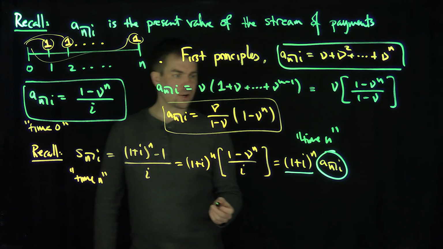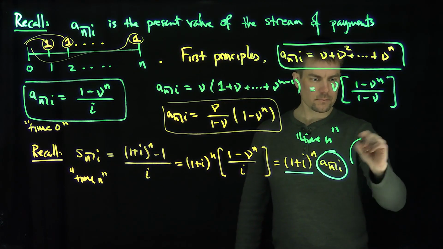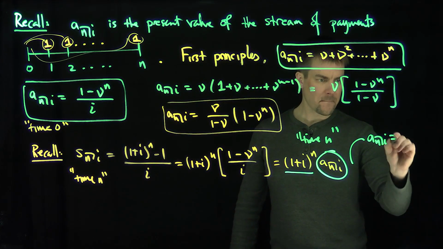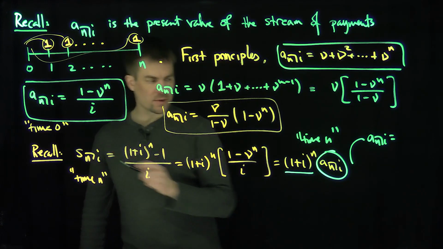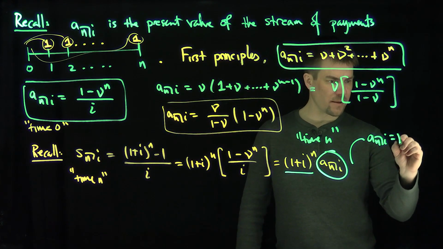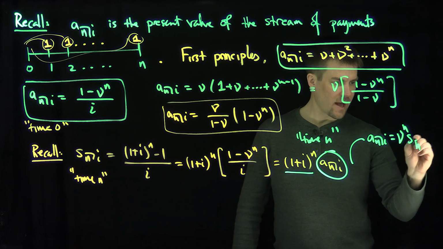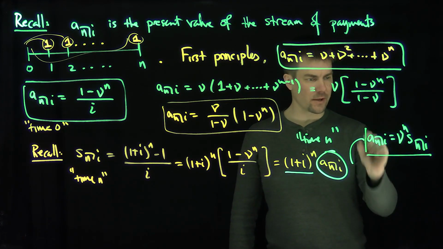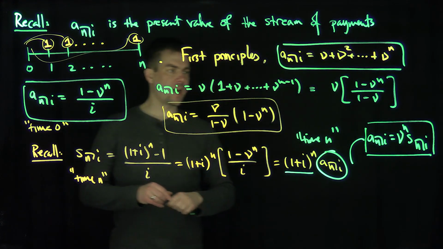So we get another representation of A_n angle i, namely, if I hit both sides with nu to the n, I'm going to have nu to the n times s angle n. And those are now time 0 things. That's another representation of A_n angle i.